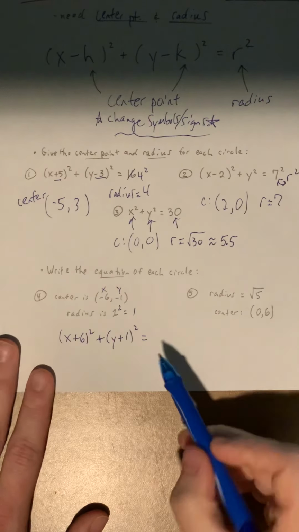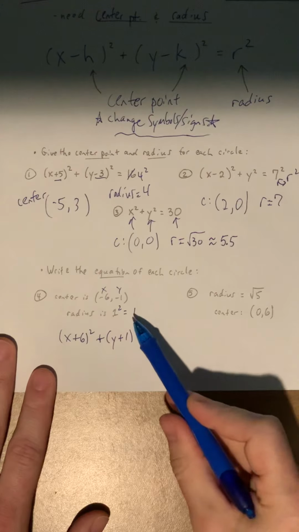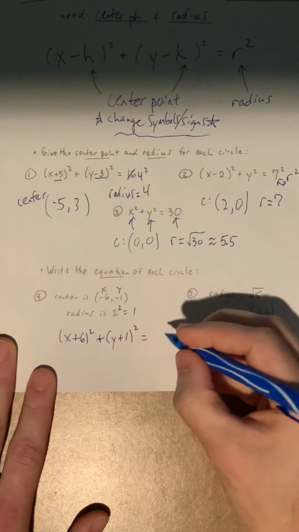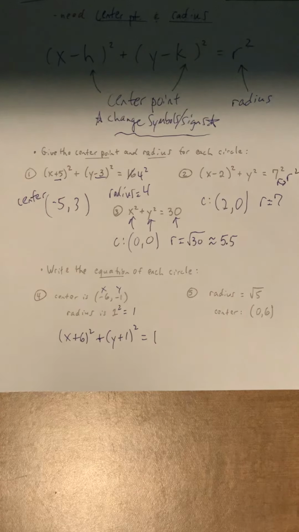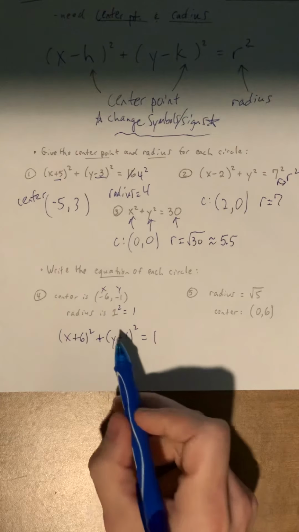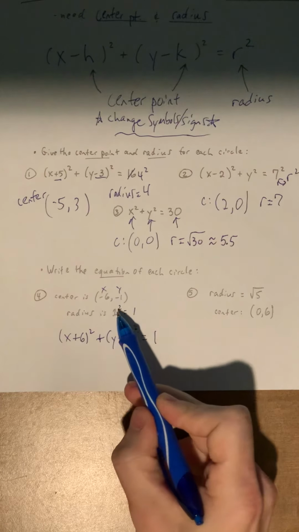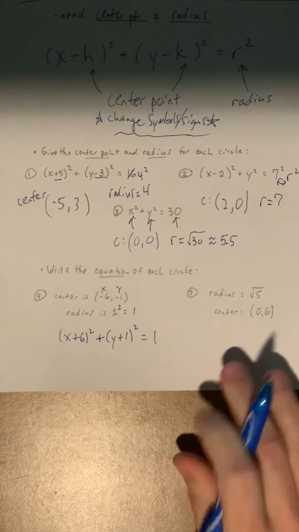All right, so it's more common. Don't write 1 squared, just write 1. Write whatever the square is. So that equals 1. And that would be the equation of a circle. Center here, radius of 1. All right, number 5.